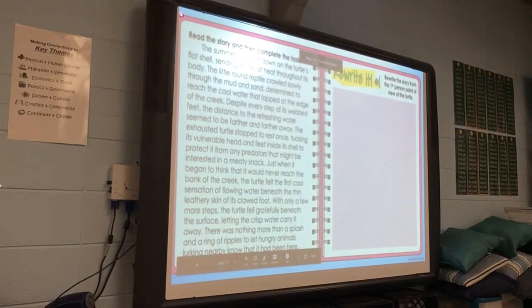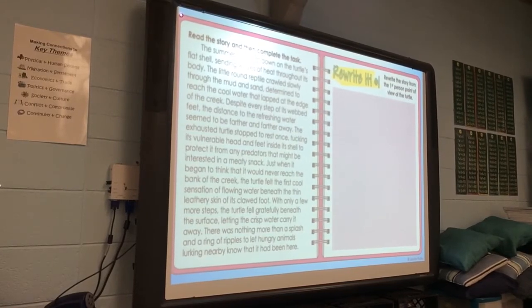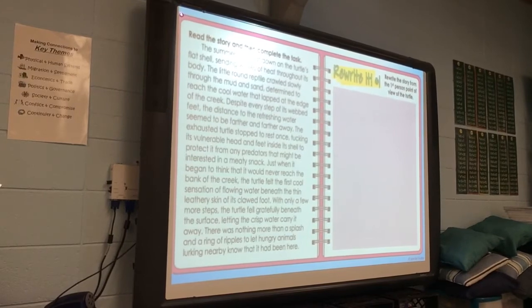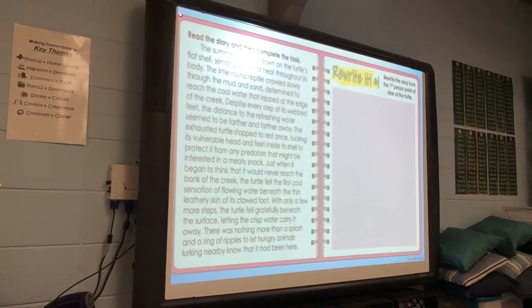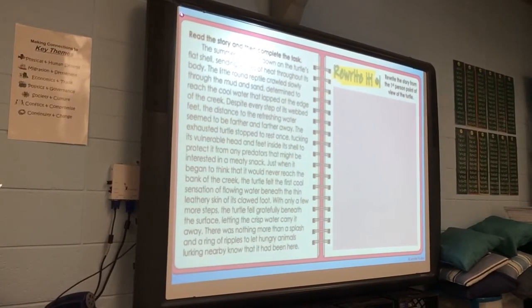The summer sun beat down on the turtle's flat shell, sending waves of heat throughout its body. The little round reptile crawled slowly through the mud and sand, determined to reach the cool water that lapped at the edge of the creek. Despite every step of its webbed feet, the distance to the refreshing water seemed to be further and further away. The exhausted turtle stopped to rest once, tucking its vulnerable head and feet inside its shell to protect it from any predators that might be interested in a meaty snack.